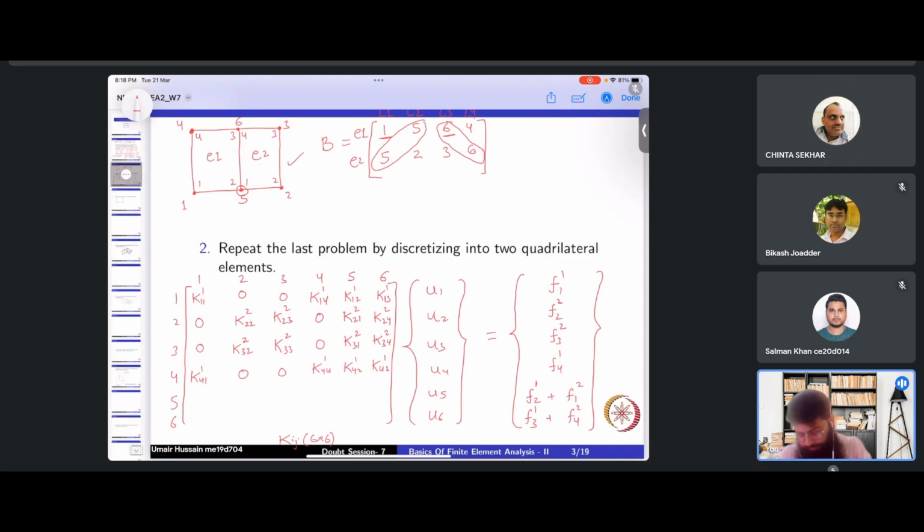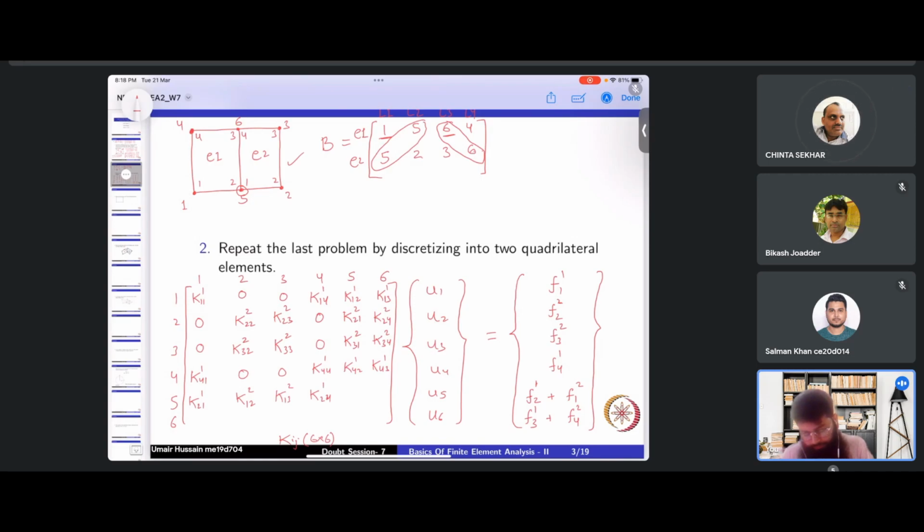And then for 5 1, we have a connection, that is 2 1 of element 1. For 5 2, we also have a connection, that is 1 2 of element 2. For 5 3, also we have a connection, that is 1 3 of element 2. For 5 4, also we have a connection. So 5 4 is K2 4, right, of element 1.